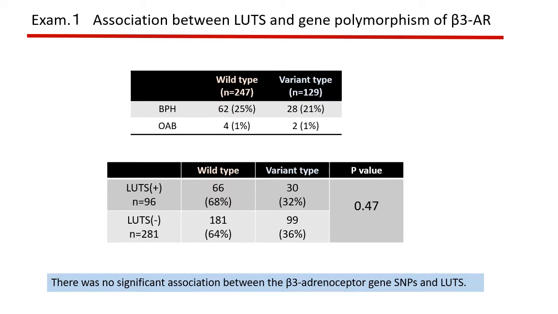Association between LUTS and gene polymorphism of beta-3 adrenoceptor. In the wild type, there were 62 patients with BPH and 4 patients with OAB. On the other hand, there were 28 patients with BPH in the variant type and 2 patients with OAB in the variant type. Therefore, there was no significant association between the beta-3 adrenoceptor gene SNPs and LUTS.